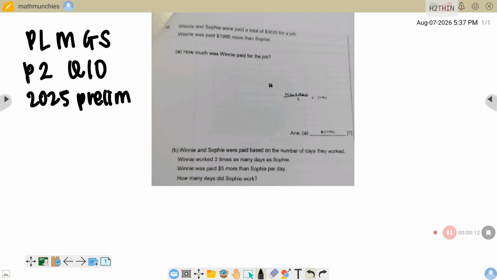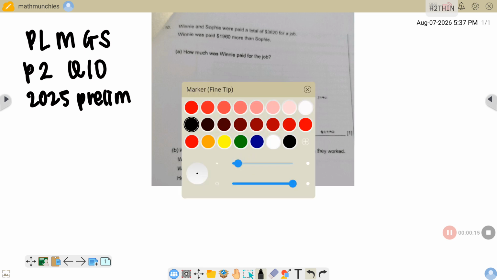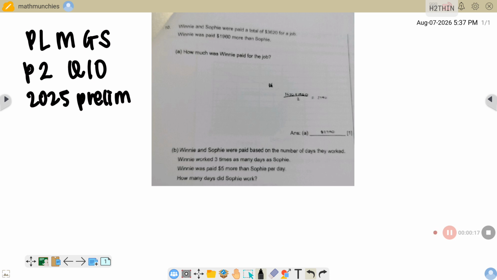Alright, let's go, people. First, they say that Winnie and Sophie paid a total of 3620. So this is your total. Winnie paid more, so now draw the model. We have Winnie and Sophie. If Winnie paid more than Sophie, who is more? Winnie. So my model must be longer for Winnie, and Sophie will be shorter.